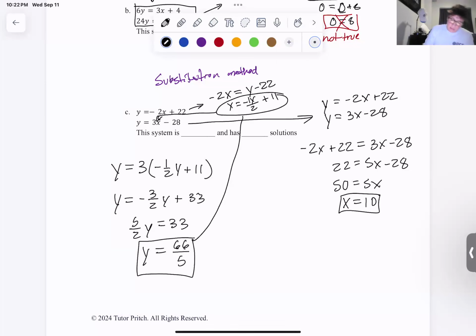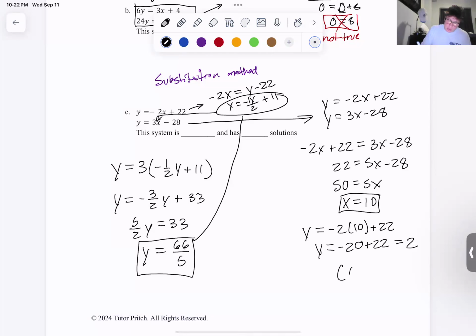And now that I have x equals 10, I can plug it into whichever y function. So y equals negative 2 times 10 plus 22. y equals negative 20 plus 22. So y equals positive 2. So the point of intersection is (10, 2), x, y.